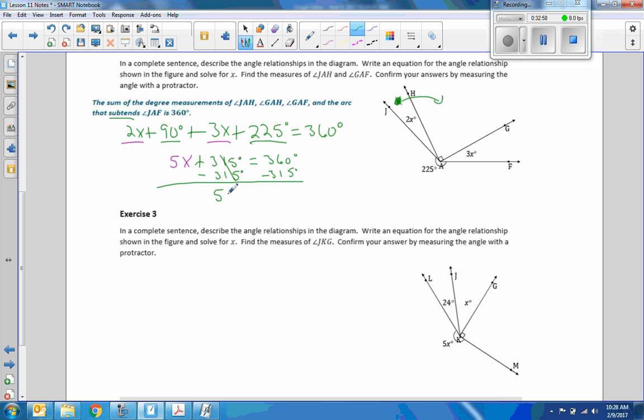These cancel, and I get 5x equals 45. Divide by 5, divide by 5, cancel, I get x equals 45 divided by 5, okay?